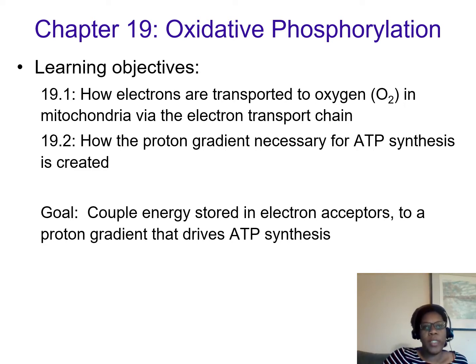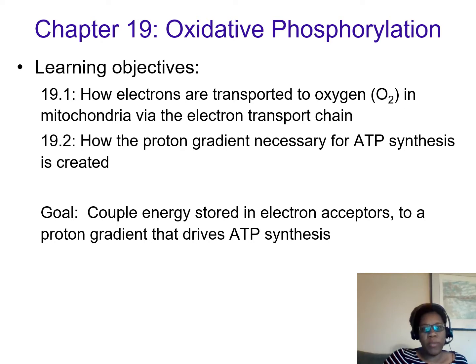And so you've heard me talk about oxidative phosphorylation. It's the last step in cellular respiration. So what is oxidative phosphorylation? What is the purpose of it? And how does it use oxygen to turn all the things that we created in glycolysis and the citric acid cycle into ATP?